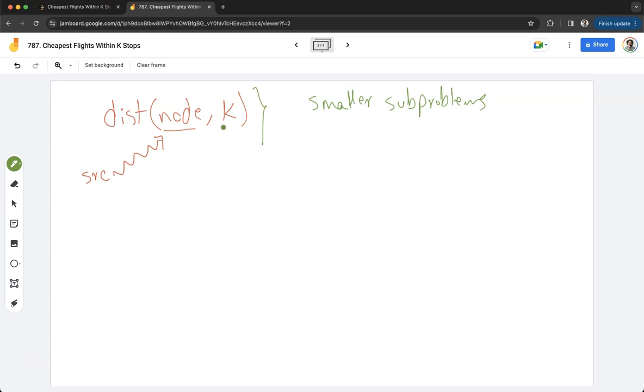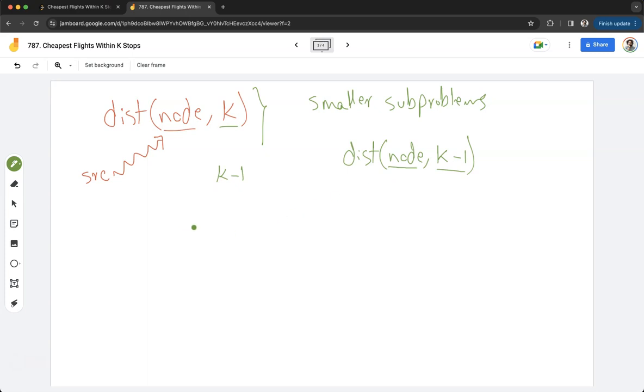And obviously smaller subproblems here is referring to the number of stops. So k minus 1, right? So one of the answers for dist of node and k could be dist of node and k minus 1. So that means, hey, you want to arrive at node with at most k stops? Okay, first let's go and consider arriving at node with k minus 1 stops. That is a candidate. That's not an answer. That is a candidate. What else do we have?